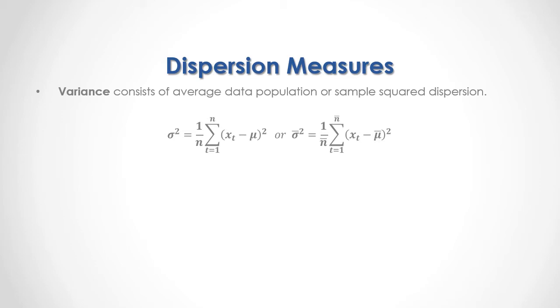To the right we have the sample variance, which is equal to 1 divided by n, number of observations within the sample, multiplied by the sum from the first to the last of the differences between the data within the sample minus its arithmetic mean, and that result to the power of 2.